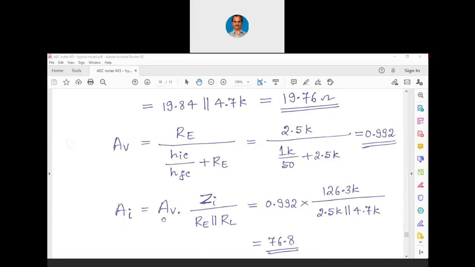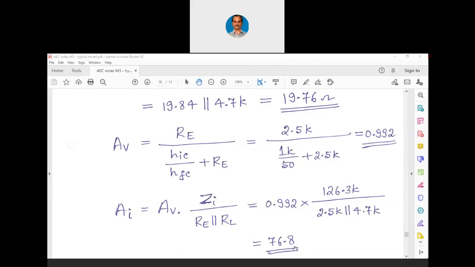Or you can simply write current gain equals voltage gain into ZI by Z0. But this Z0, in this case, is RE parallel with RL. So ZI by Z0 is the ratio from input to output. Substituting all the values, we get around 76.8. So we had a voltage gain of unity, an input impedance of 126 kilo ohms, an output impedance of 20 ohms, and a load resistance here. By substituting all the values, we get around 77 times current gain.